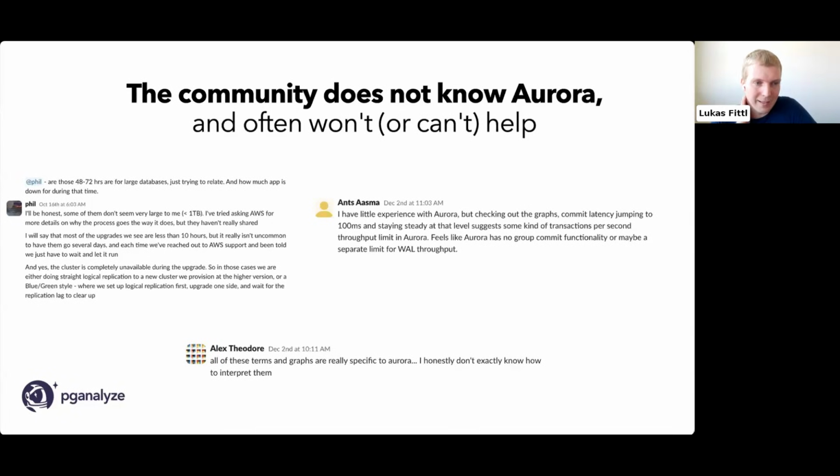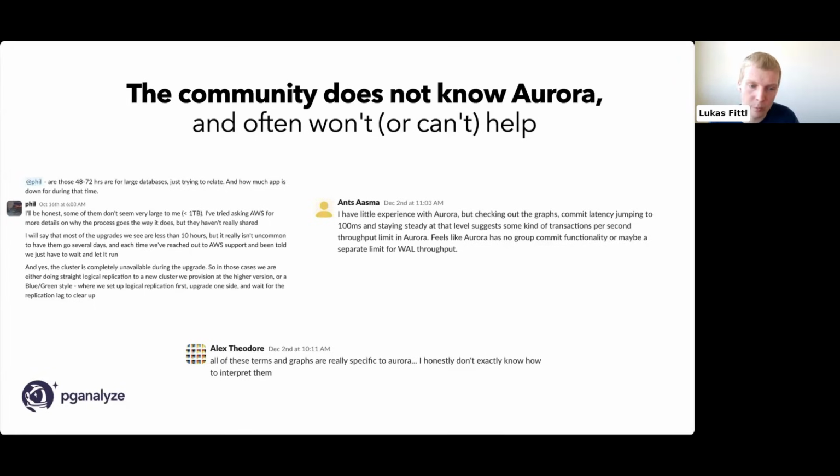This is just me taking a sampling of the community Slack. This is all public archives, basically. These are community members where people have asked for help, right? Somebody posts on the Postgres Slack saying, hey, I have this problem. And here are folks in the Postgres community that I respect. And they're like, well, I don't know about Aurora. It looks like commit latency is jumping. It's not clear if Aurora has group commit. Maybe there's a separate limit, right?